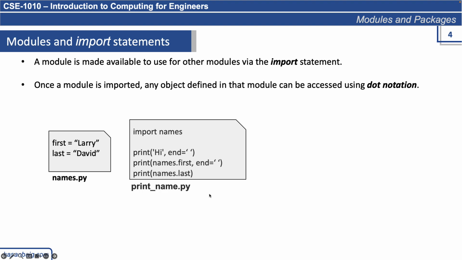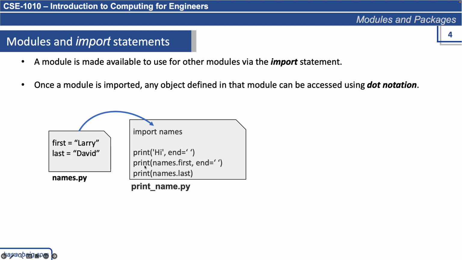So I have another module with the name print_names.py. What I'm doing here is importing this module with import names, and you can see I'm not specifying the extension, the .py extension. Whenever we have to import a module, we just write its name, import names. And what I'm doing here is print hi and overriding the default value of the end parameter in the print function, just providing it a space.